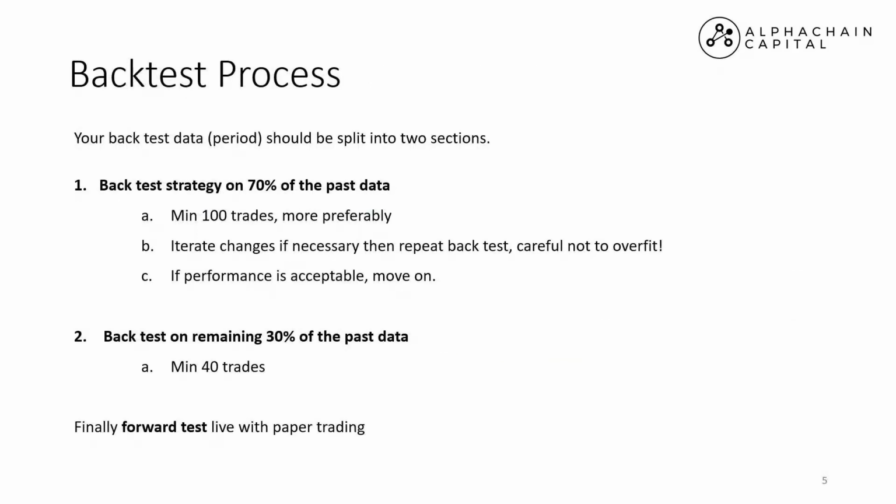Okay, now let's delve in a bit more into the backtest process itself. So something I always like to do with my backtest, and I recommend you guys all do yourself, is splitting the backtest data into two parts. So in the first part, you allocate approximately 70% of the backtest data, where you use that data to test the viability of the strategy.